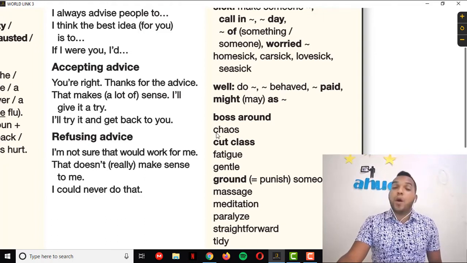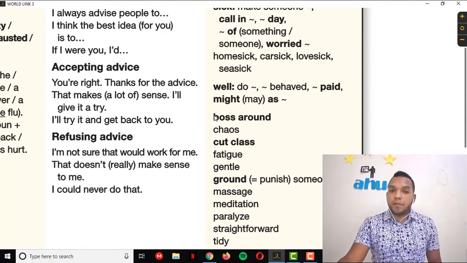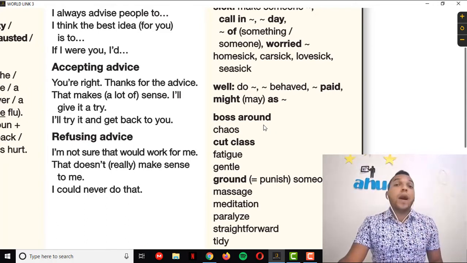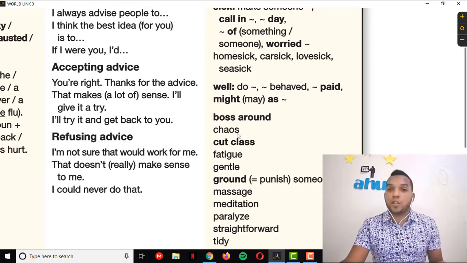Boss around. If you are a supervisor or the boss in a company, this is something that you have to do. You need to boss around. You need to go and check exactly what your employees are doing.